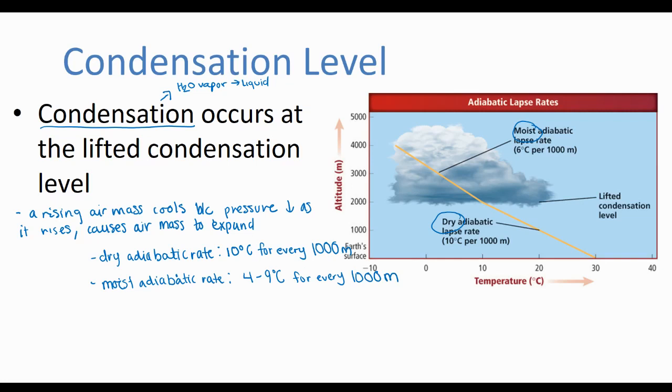And you might ask, why does it decrease by smaller numbers for the moist versus the dry? That is because the water vapor in the air mass is condensing, and as it's condensing, it's releasing that latent heat energy that is keeping the air mass warmer than it would be otherwise if it didn't have that water condensing.